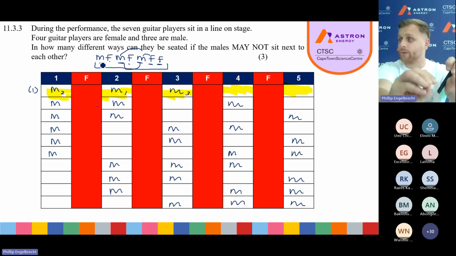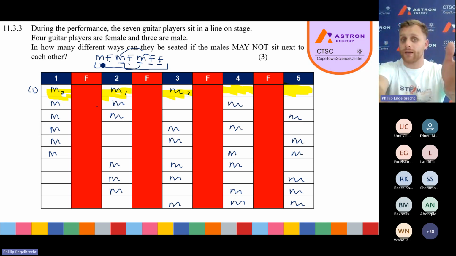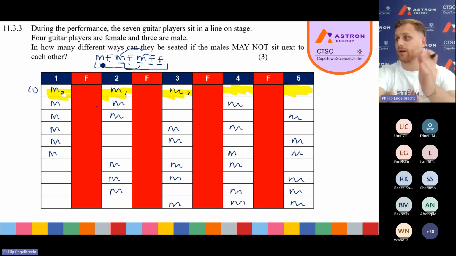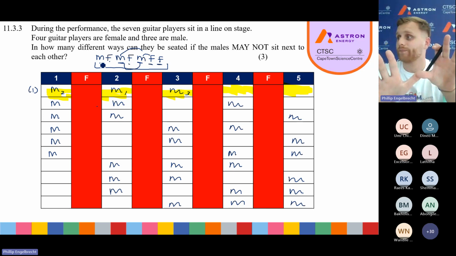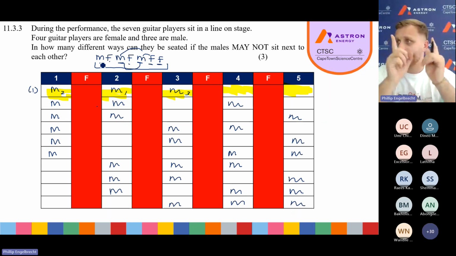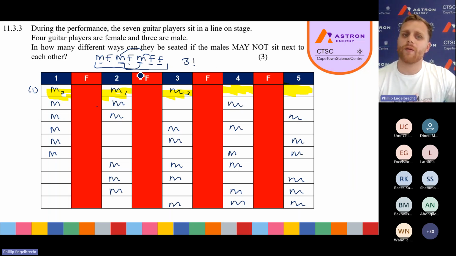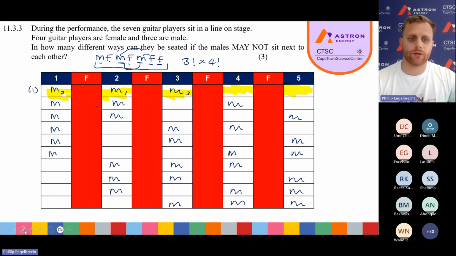Do you guys agree with me on that point? Okay? So they can swap with each other, but they must stay in that arrangement: male, female, male, female, male, female, female. Do you guys understand that part? Okay, perfect. So, how many ways can we rearrange the males in this order? Well, there's 3 factorial ways. How many ways can we arrange this for females? There's 4 factorial ways.